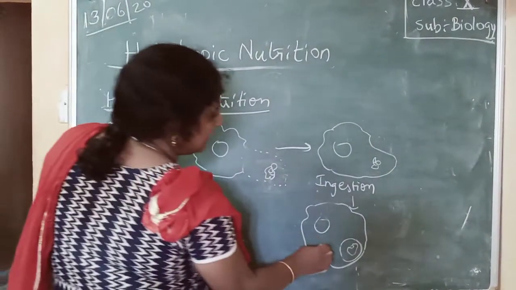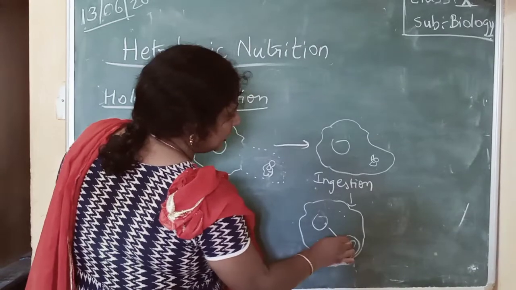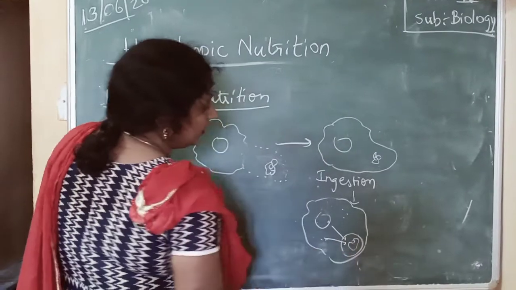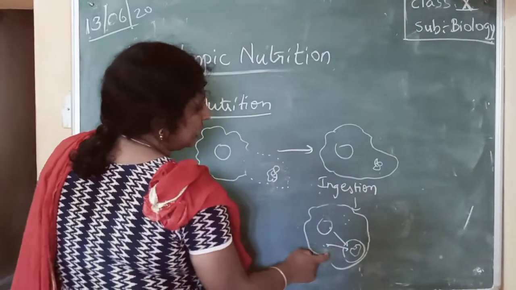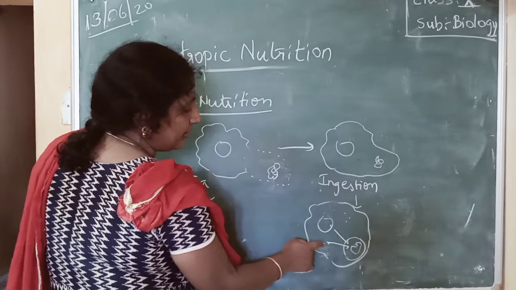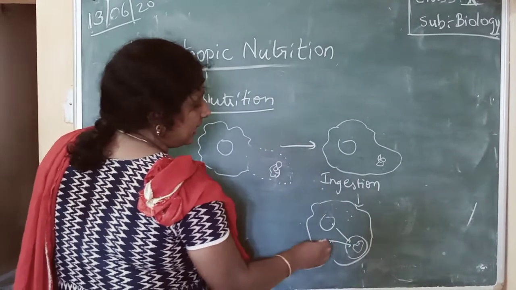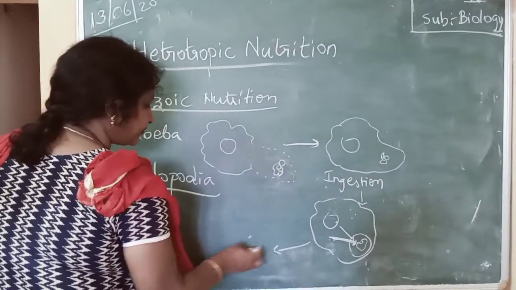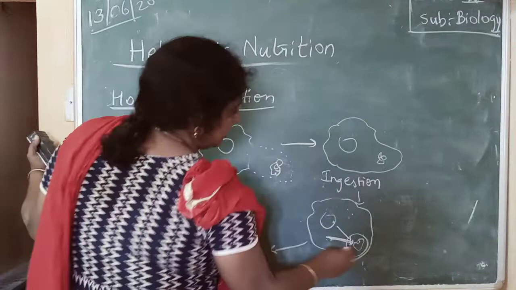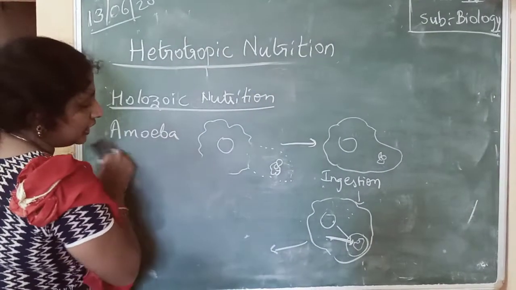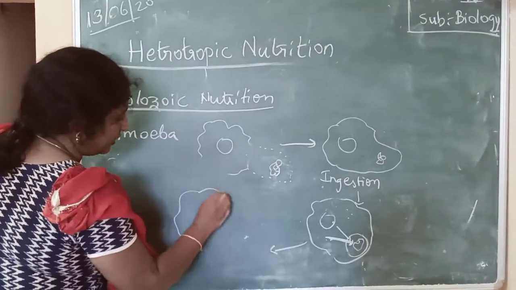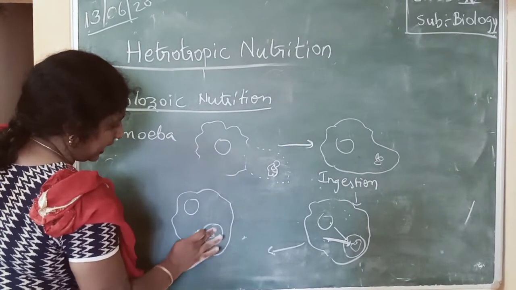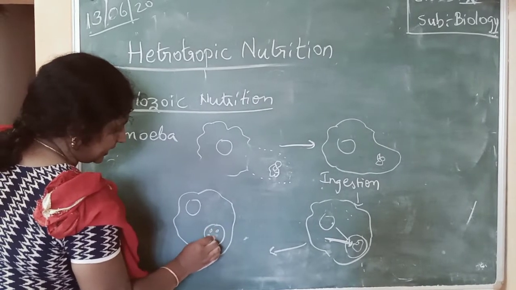After that, the enzymes present in the cytoplasm of amoeba will enter into the food vacuole. The enzymes are there for digestion. Now after the entry of enzymes inside the food vacuole, the food will be digested and broken down into smaller particles.